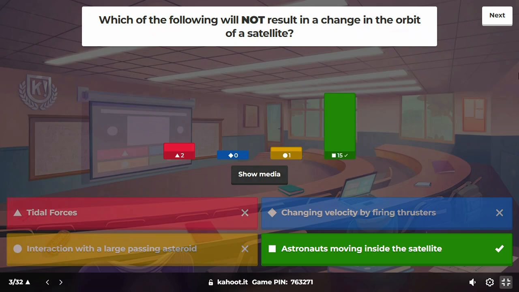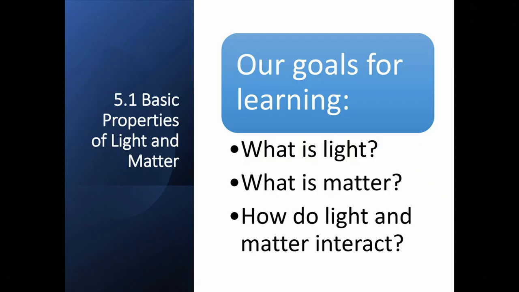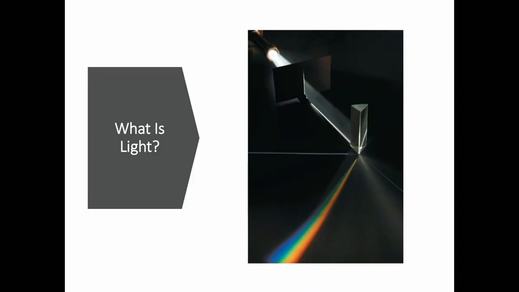So you need an external force to act on you, and anything happening inside of your spaceship won't change how you're orbiting. So we're going to start talking about light today, and we'll finish talking about light next class. So we'll talk about what light is, and in talking about what light is, we need to talk about what matter is and how those two properties interact with each other. So what is light?